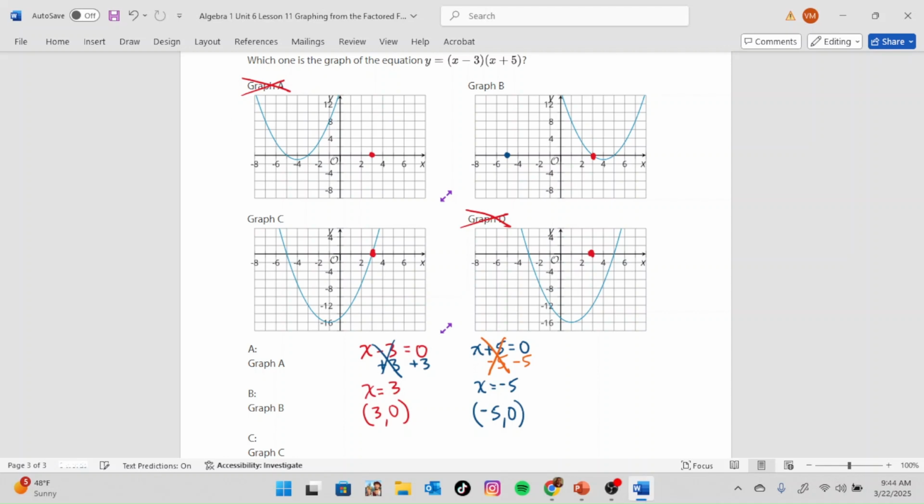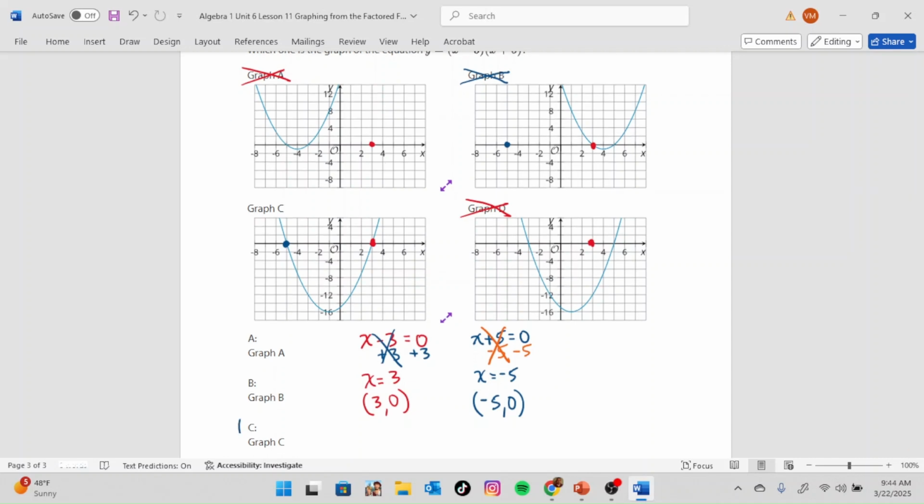So now we know that it could not be graph B. It must be graph C. That is the only graph that has both of the correct x-intercepts. So we know that the correct choice is C. If we had needed to, the next step would have been to find the x-coordinate of the vertex.